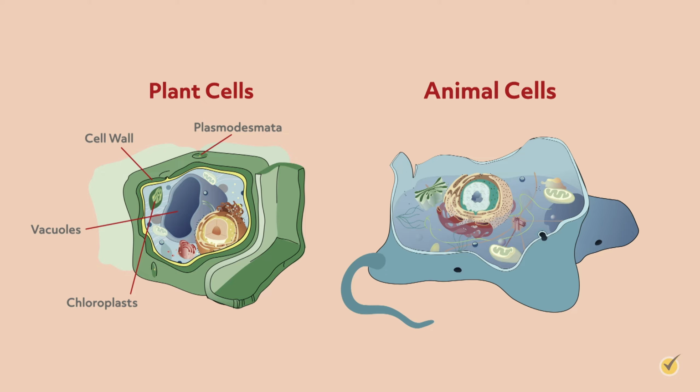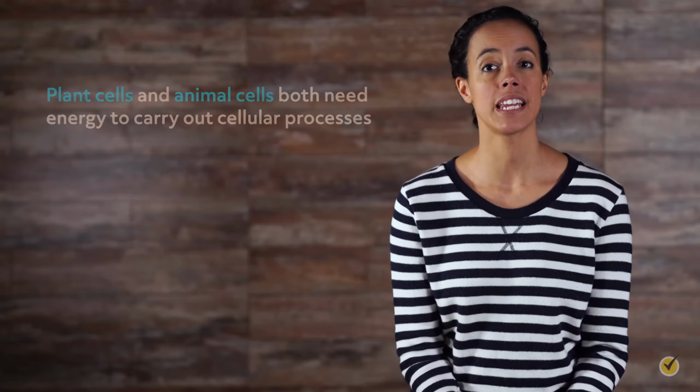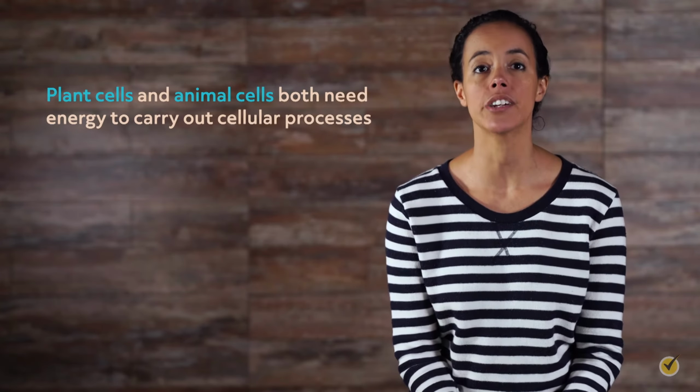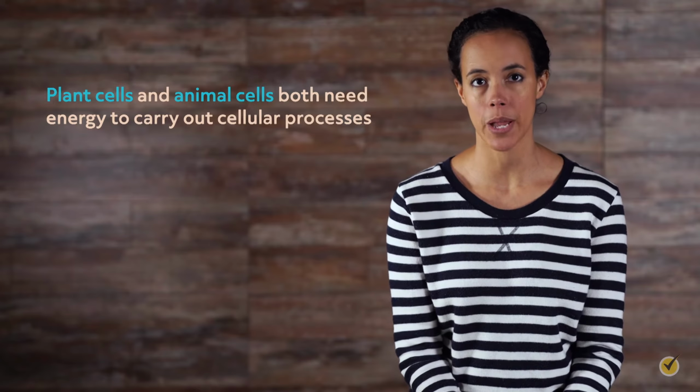Now that we've gone over the similarities and differences of both cell types in terms of their structure, components, and size, let's talk about how each cell type metabolizes energy. Both cell types directly or indirectly need light for producing energy. Plant cells and animal cells both need energy to carry out cellular processes, but they metabolize energy in different ways.